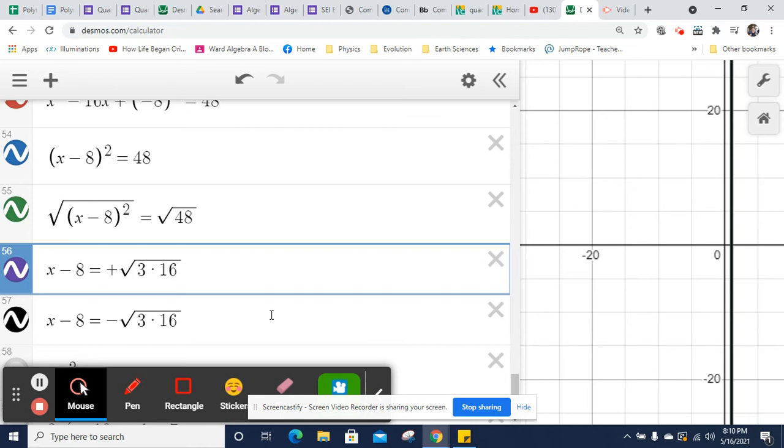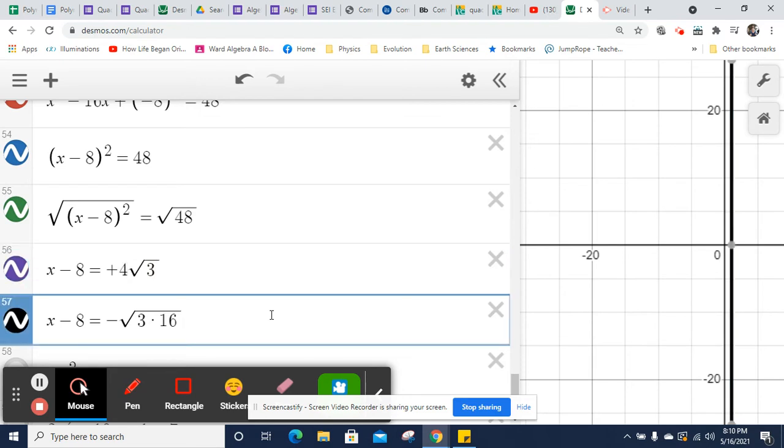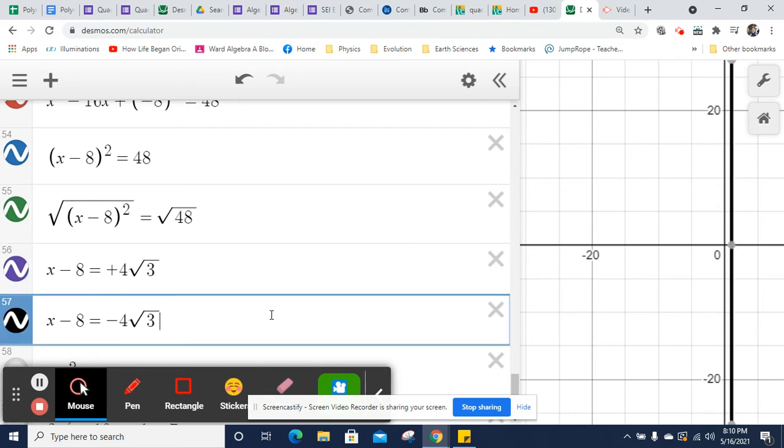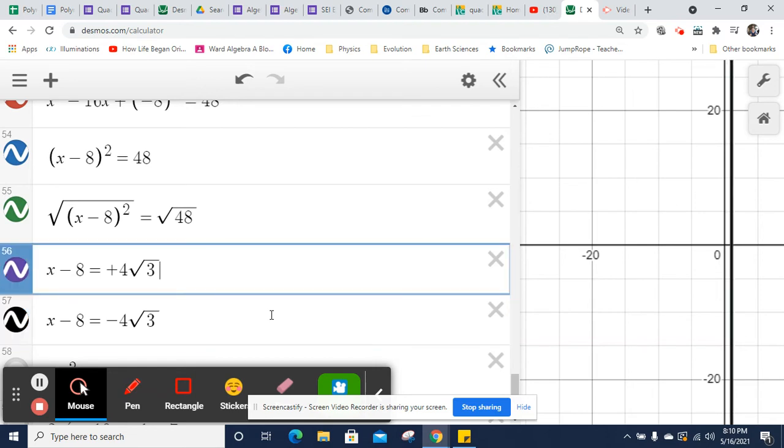So 16, we can get outside of square root jail, and the square root of 16 is going to be 4. So we'll put that there. And we'll do it on this one as well, the negative version. So x minus 8 now equals positive 4 root 3 and negative 4 root 3, which is how you can say that, and people will understand you when you say that.